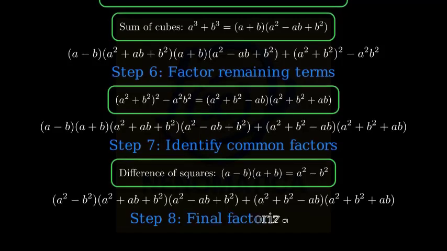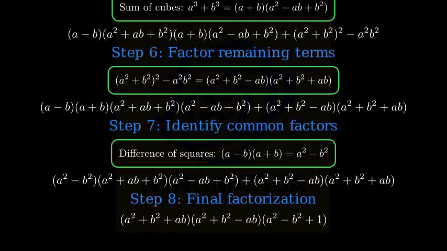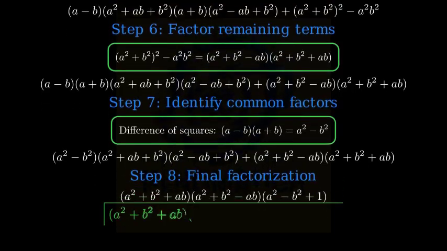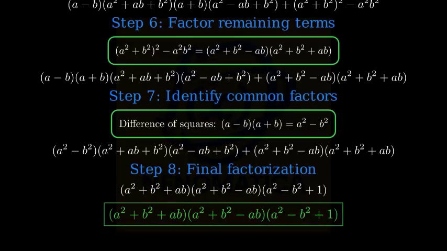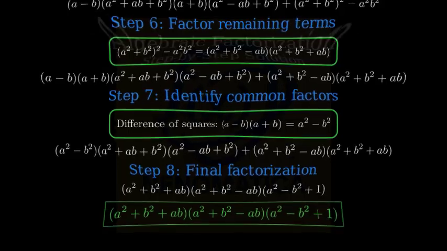Let's rearrange our expression to find a common factor. We can rewrite this as the product of (a squared plus b squared plus ab) and (a squared plus b squared minus ab), multiplied by the expression (a squared minus b squared plus 1). So our final answer is the product of (a squared plus b squared plus ab), (a squared plus b squared minus ab), and (a squared minus b squared plus 1). We've successfully factored the original complex expression into a product of three simpler factors.